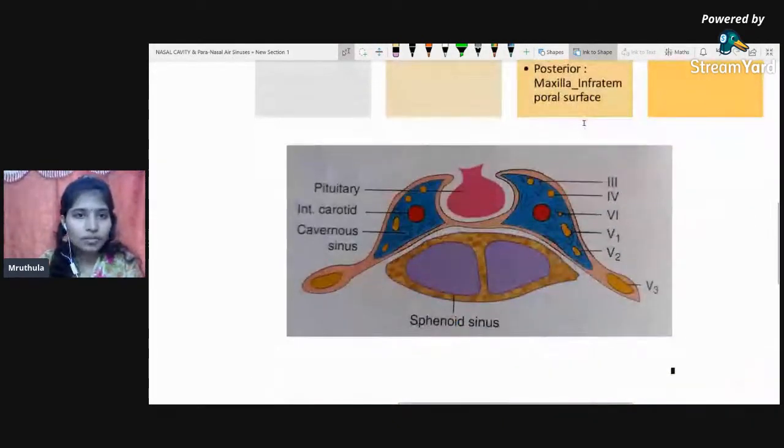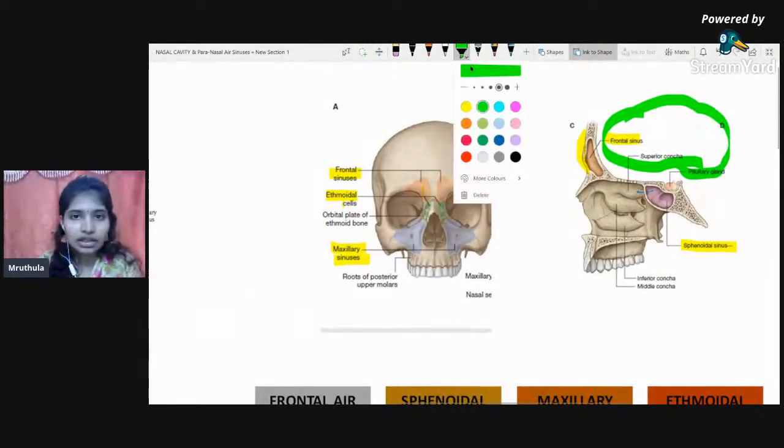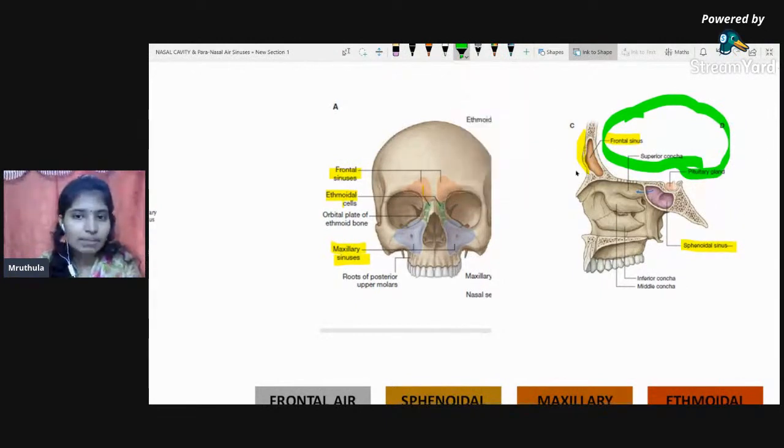Then what forms the inferior aspect? Again, you are going to tell me what forms the inferior aspect of the frontal sinus. I'm marking that in green. You will tell me these are parts of the external nose. I've given a clue for you, so you need to tell it yourself. What is this part called in the external nose?